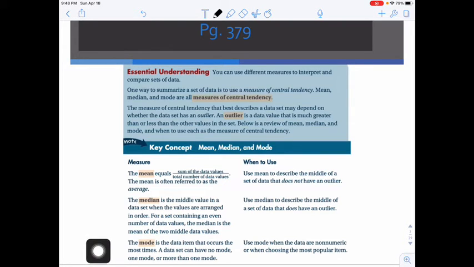The mode is the data item that occurs the most times. A data set can have no mode, one mode, or more than one mode. Use mode when the data are non-numeric or when choosing the most popular item.